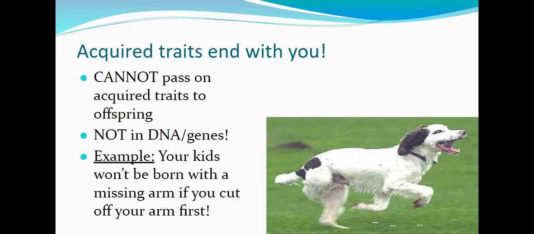Acquired traits end with you. So, just like I was saying, if you have an accident and you have maybe a scar from the accident, your child is not going to have the same scar. Acquired traits cannot be passed on to your offspring. It's not in your DNA, it's not in your genes. For example, and this is kind of extreme, but your kids won't be born with a missing arm if you cut off your arm first.